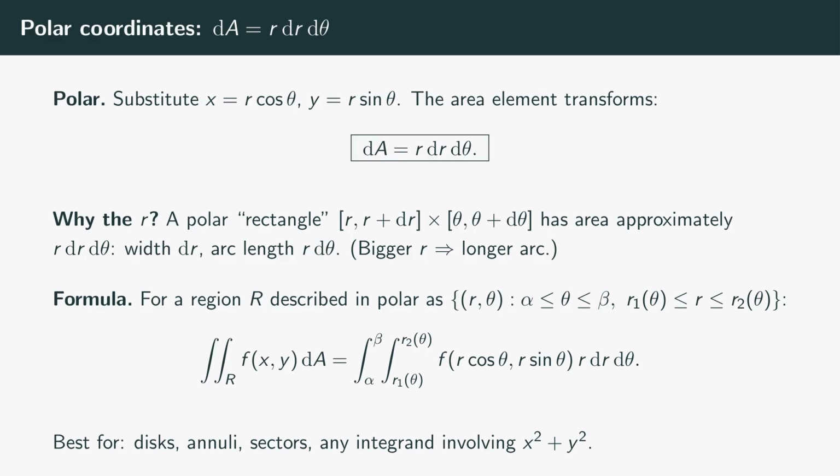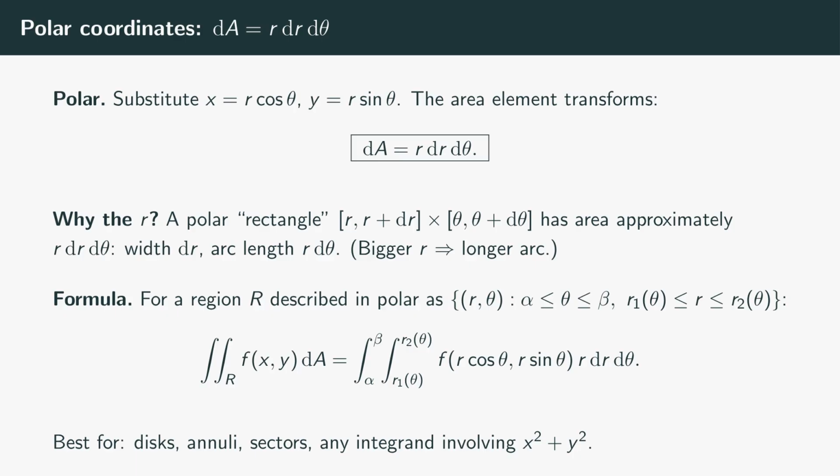Why is it there? Picture a small polar rectangle bounded by r and r plus dr on the inside and outside, and by theta and theta plus d theta on two rays from the origin. Its radial width is dr. Its arc length along a circle of radius r is r d theta. So its area is approximately dr times r d theta, which is r dr d theta. Larger r means longer arc means more area per dr d theta. That factor of r is the Jacobian determinant of the polar transformation, but you don't need that machinery to see it, the geometry is enough.